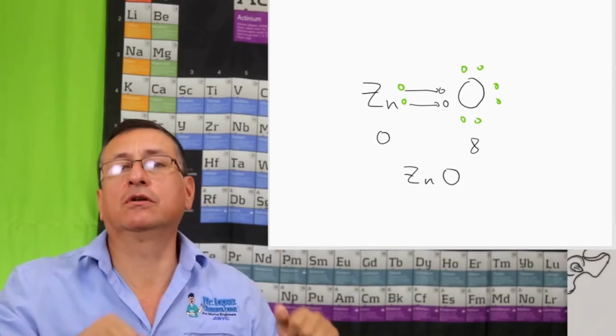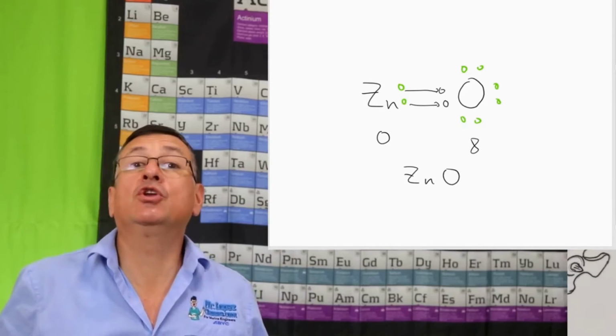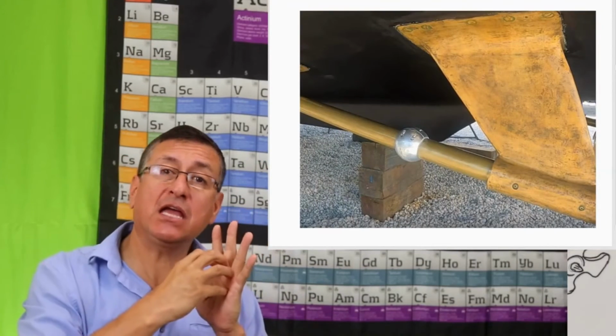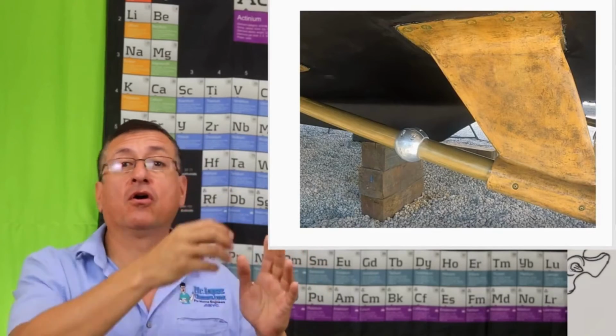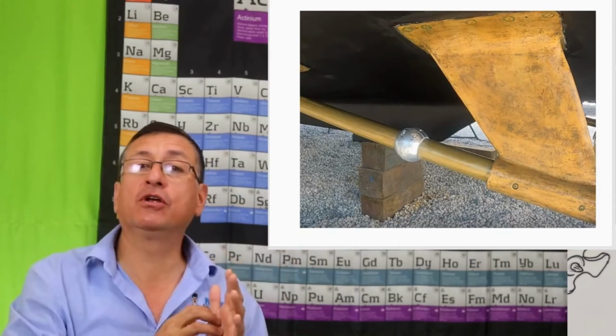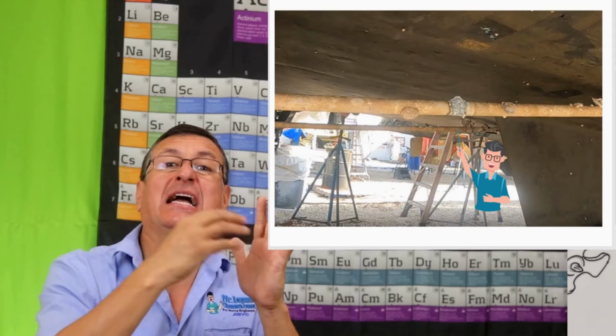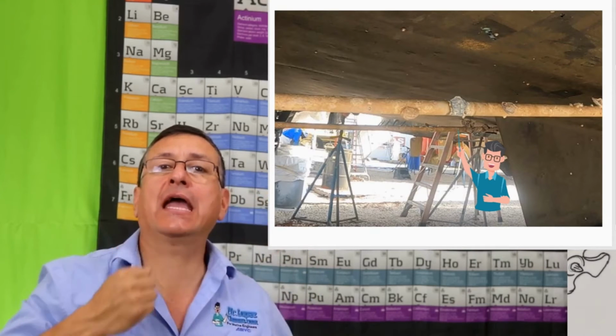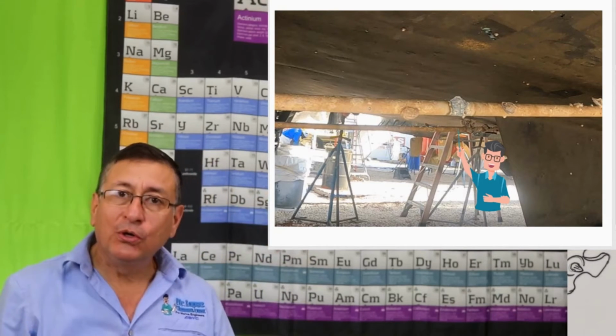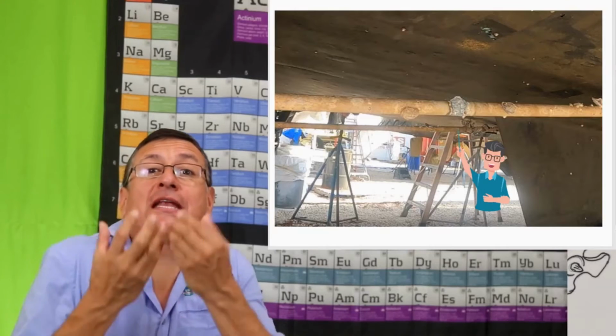For that reason, you can put a piece of zinc over the copper, or over the iron, over the aluminum, and the oxygen attacks the zinc and does not attack the aluminum. Because for the oxygen it's simple.